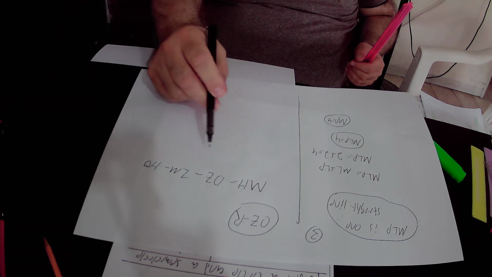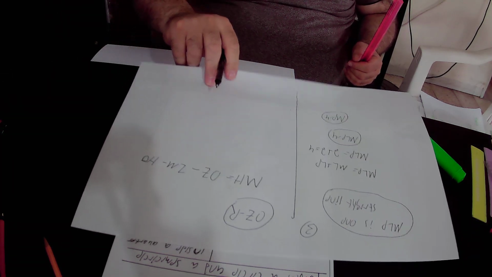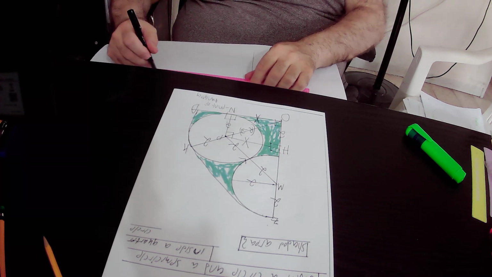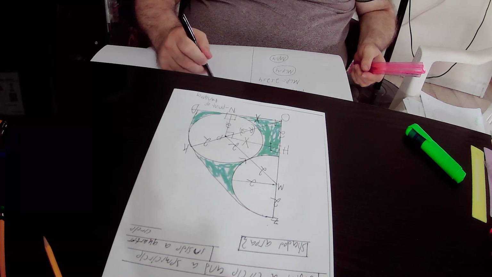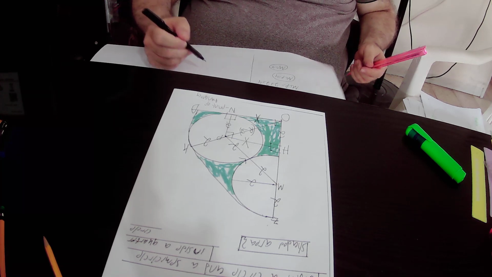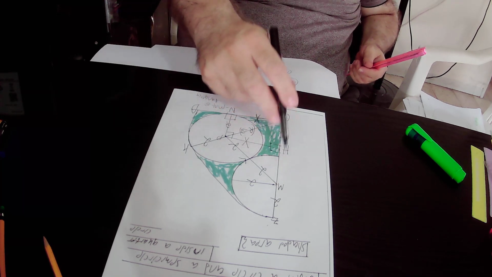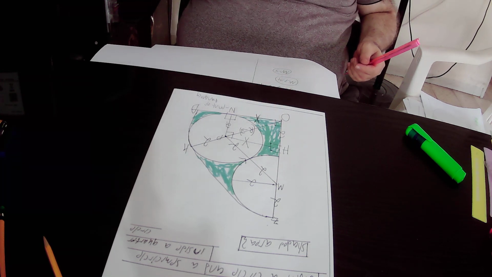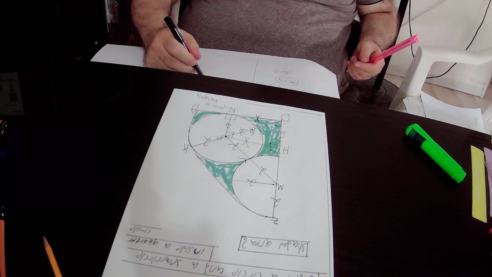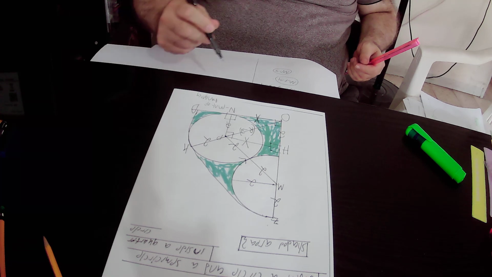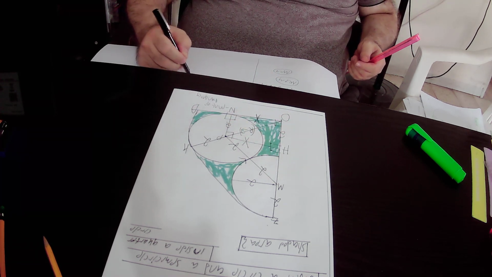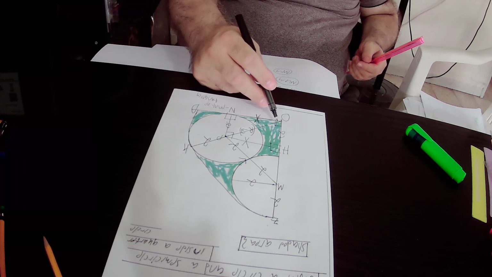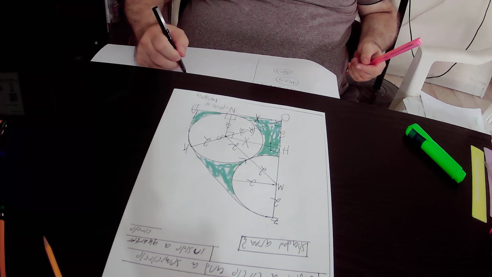Repeat again, the length of line segment MH equals OZ minus ZM minus HO. So actually we found out that the length of line segment MH is equal to OZ. OZ is the radius of the quarter circle, that is equal to capital R according to our definition, minus ZM. ZM equals 2 units according to what we have already found out. And HO also equals 2 units according to what we have already found out.